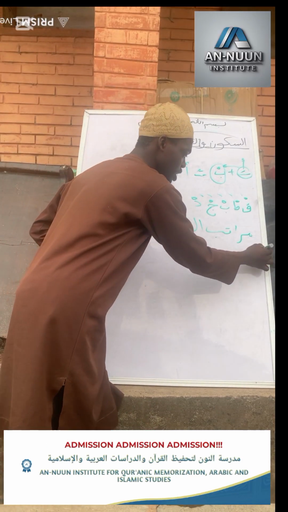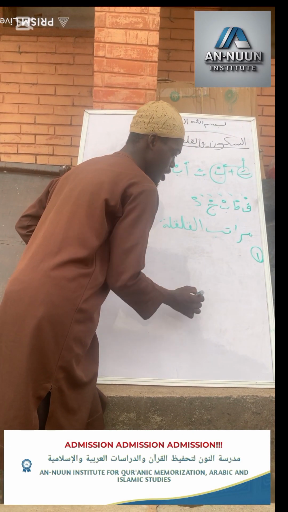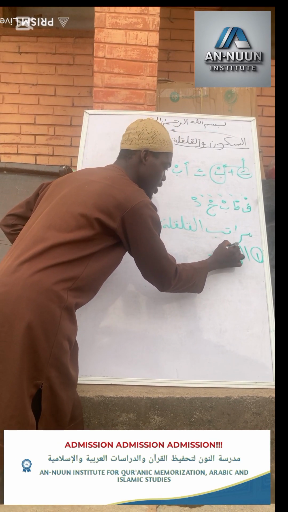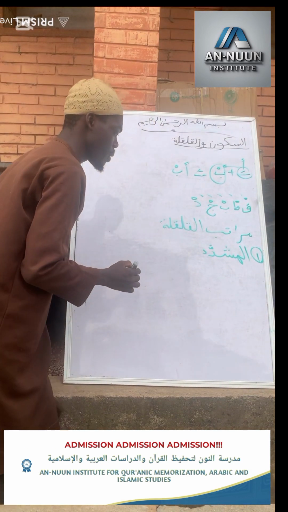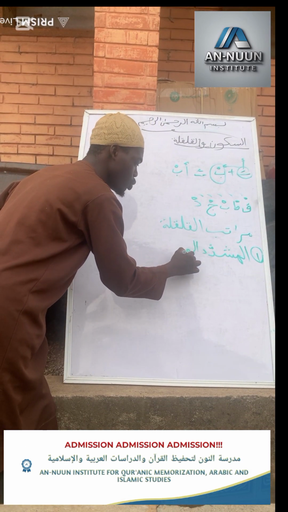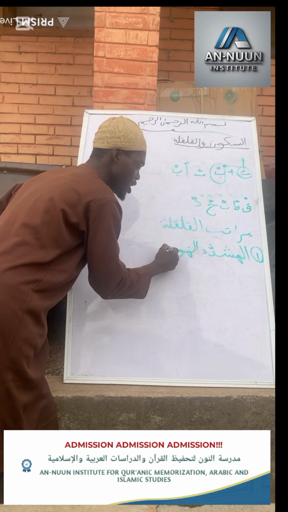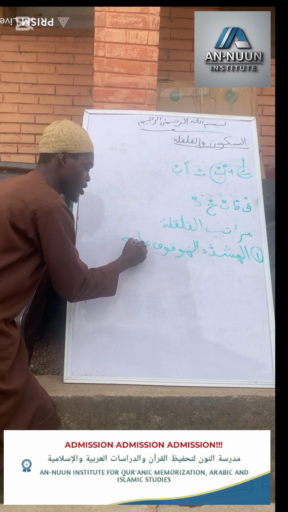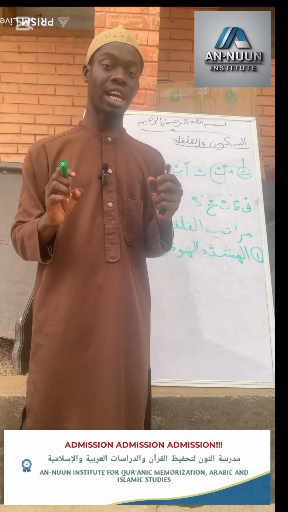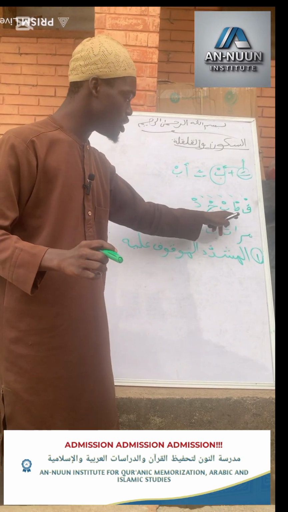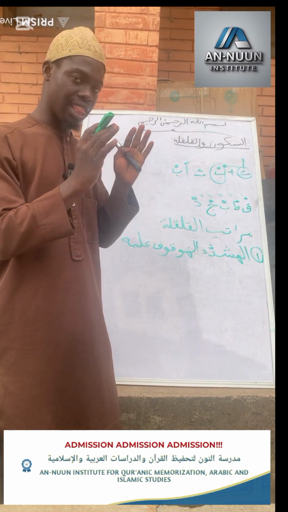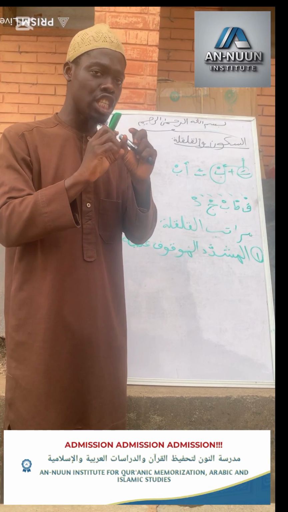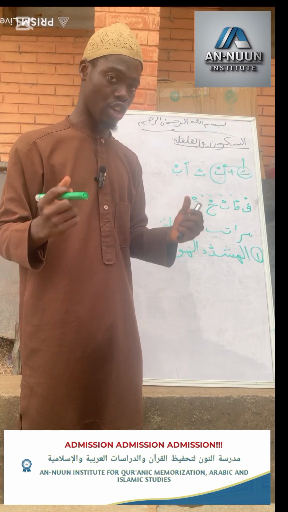Now, the first one is when we have al-mushaddada, al-mawquf alayhi. That is an alphabet that carries shadda. One of these alphabets, when it carries shadda at the end, and al-mawquf alayhi, we are stopping on it, the sound of that qalqalah, the way it will sound, is so strong compared to others.